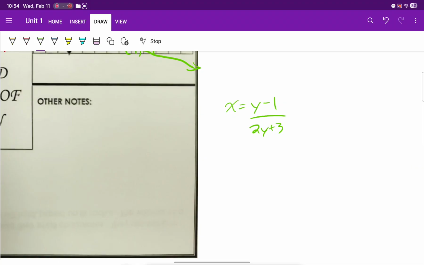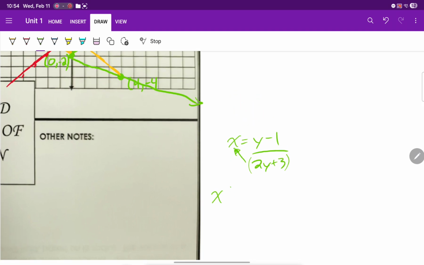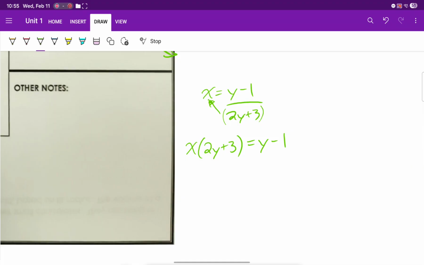First thing I'm going to do here is I do not like denominators. I am going to cross multiply and get rid of this denominator. When I cross multiply, it becomes x times the bracket 2y plus 3 equals y minus 1. Now, we don't like brackets when we're solving because they kind of trap those 2y and the 3 in there. They don't allow me to move those things around. So I'm going to distribute that x into that bracket. I get 2yx plus 3x equals y minus 1.